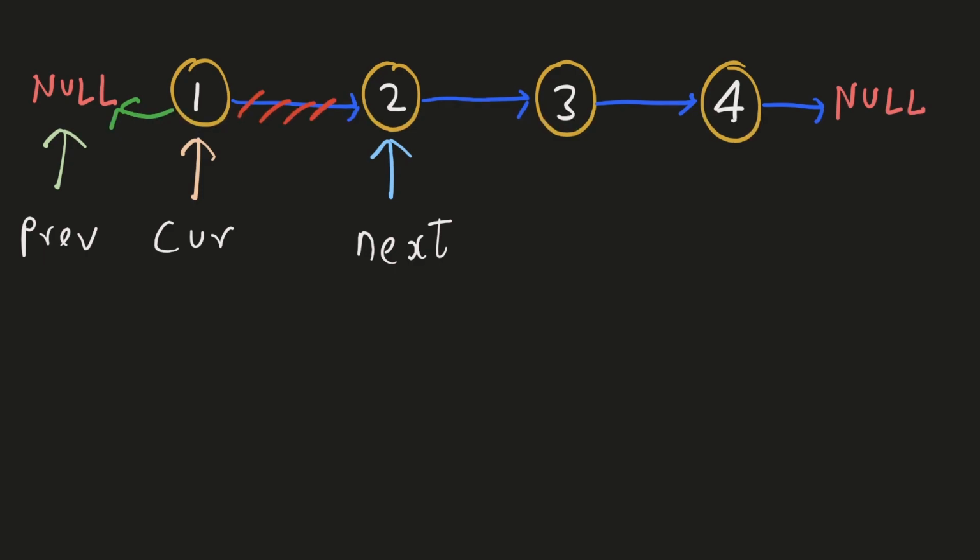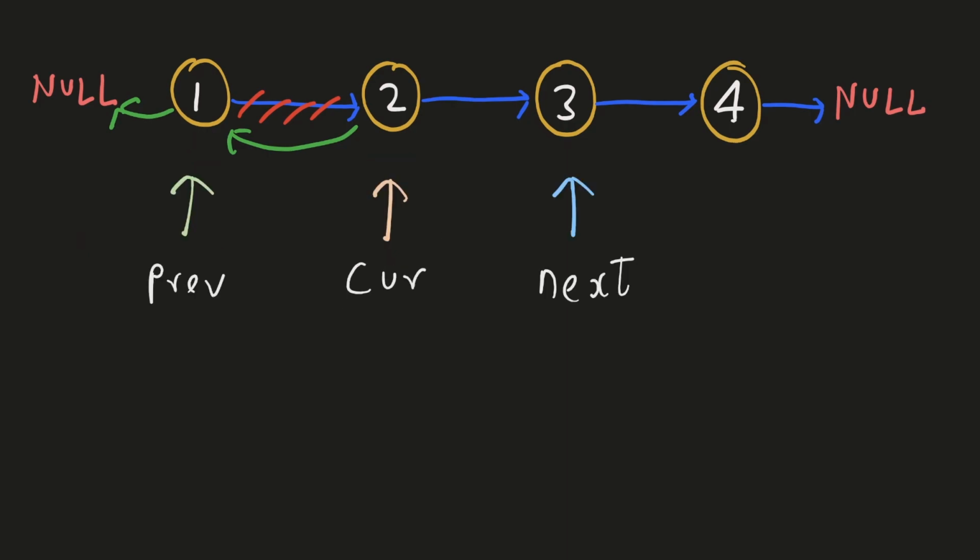Similarly, this link should be broken and the next pointer of the next node 2 should point to our current node. But before we do that, we have to store the reference of our next node. This is because the next pointer of the current node is pointing to the previous node. Hence we don't have its reference anymore and we should store it in a variable before we update the next pointer of the current node.